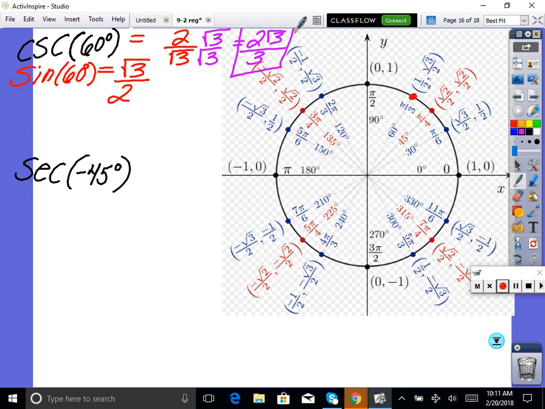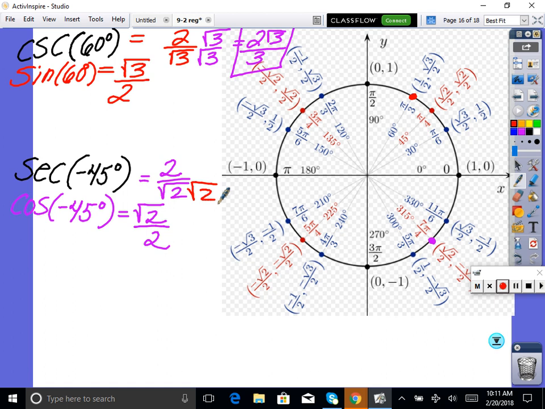All right, secant. C and S go together. That's the reciprocal of cosine. So let's first find the cosine at negative 45 degrees, and then we'll just reciprocate it. So cosine at negative 45 degrees, isn't this negative 45? Cosine's x. So my answer here is root 2 over 2. Reciprocate it, and we get 2 over root 2. That's your answer. You would then rationalize your denominator. So you'd multiply by root 2 over root 2. So now on top, we would have a 2 root 2. What would we have on bottom? 2. So final answer, the secant of negative 45 degrees is equal to root 2.